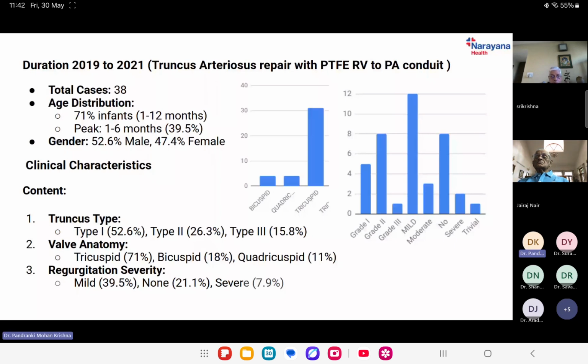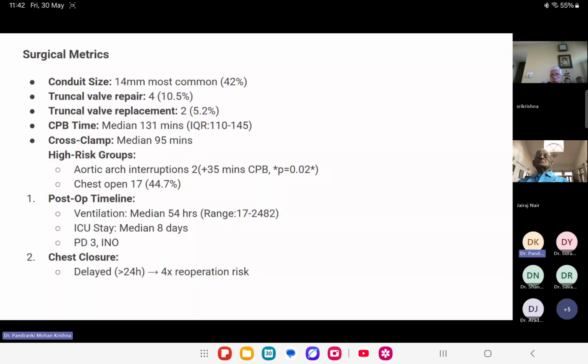Surgical metrics: the conduit size most commonly used is 14, the bigger one is 16, and in some cases we have to use 12 also, although it is not recommended to use a 12-sized conduit. Truncal valve repair was done in 4 cases, and truncal valve replacement in 2 cases, along with the root in one case. CPB time median is around 139 minutes, and cross-clamp time median is 95 minutes, with 1 plegia time. The high risk groups are the aortic arch interruptions.